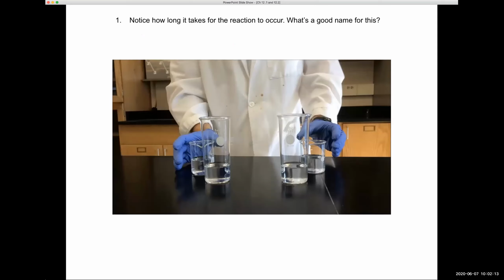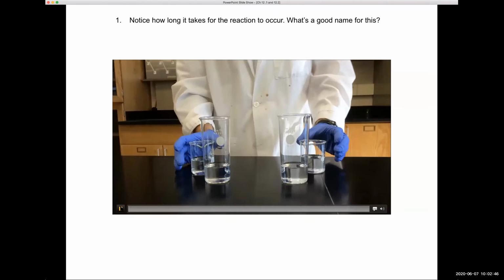This is an example of a chemical reaction. So we have two beakers on the left side and two beakers on the right. And when the contents of these two beakers on the left are mixed, a reaction is going to occur. The chemical reaction that's going to occur on the left side and the right side is the same one, but there's going to be a difference. And so this little note at the top says, notice how long it takes for the reaction to occur. So that's what we're going to see. So I'm going to start this and we'll just see what's going on.